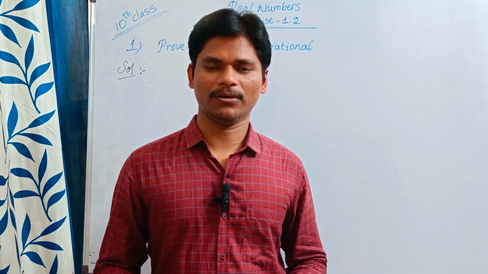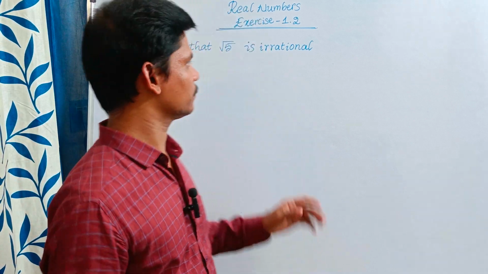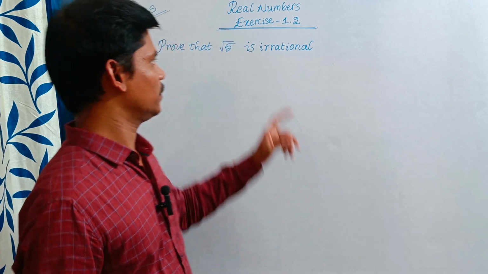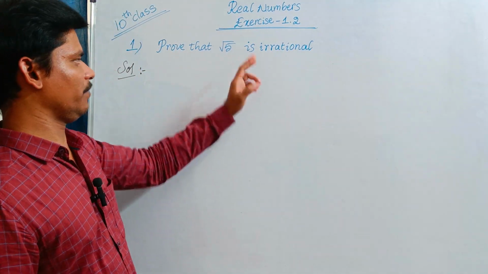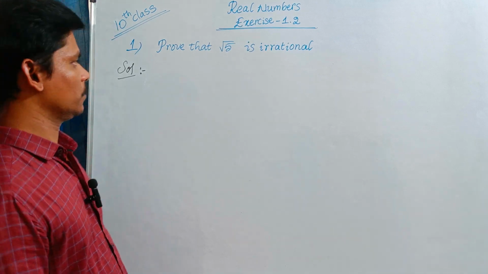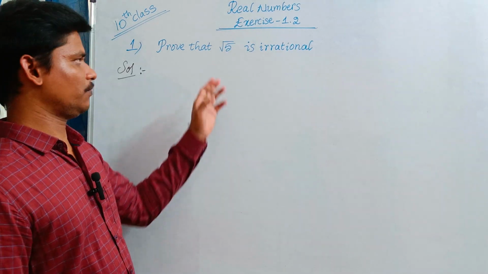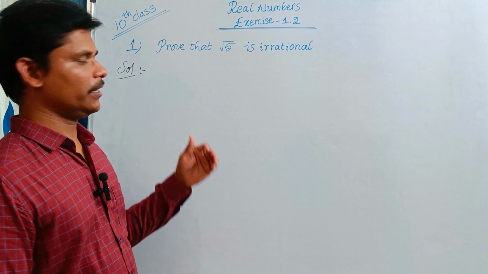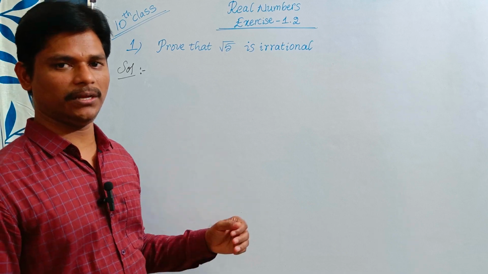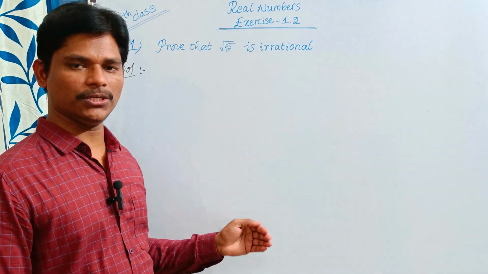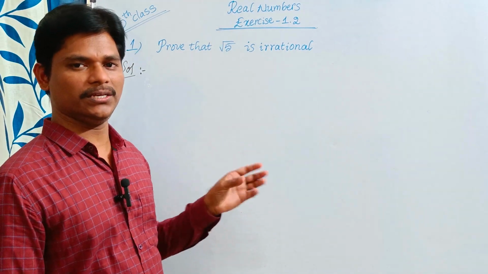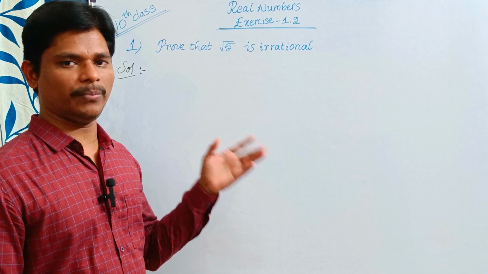Here we are going to discuss the topic, real numbers. Exercise 1.2, first question. Prove that root 5 is irrational. So first, let us assume that root 5 is a rational number. What is a rational number? It is a number in the form p by q, where q is not equal to 0, p and q are integers, and p and q are co-primes.